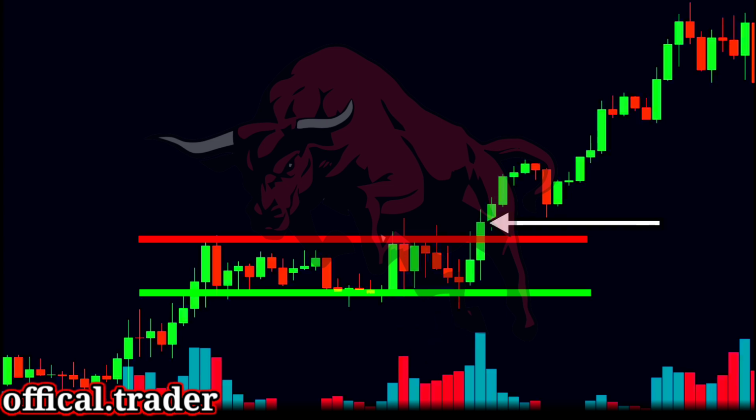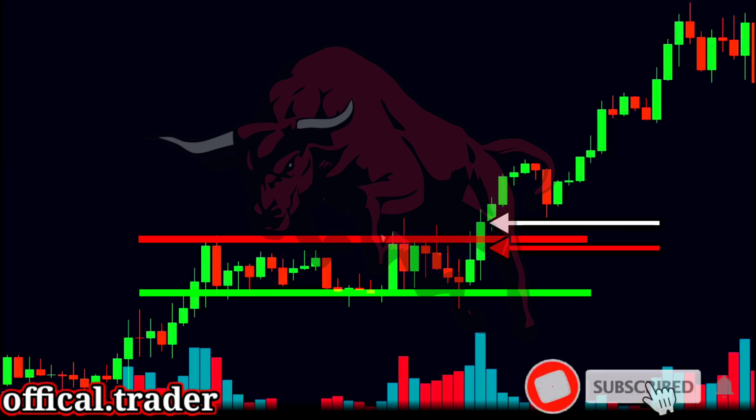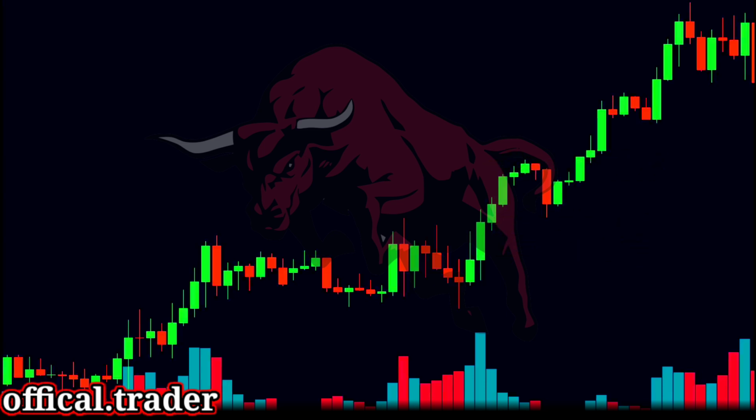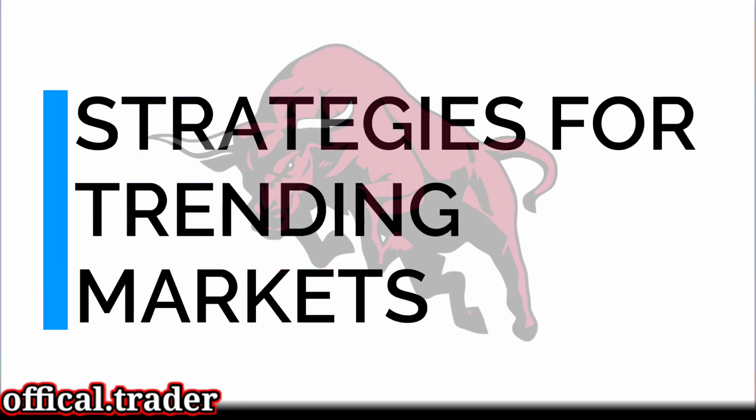So we buy the asset on this candle. We place our stop loss below the resistance level, and we place our targets at 1:1.5 risk-reward ratio. The price made a strong up move after our entry in this case. So these were trading strategies on the ranging markets. Now, let's look at the strategies for trending markets.